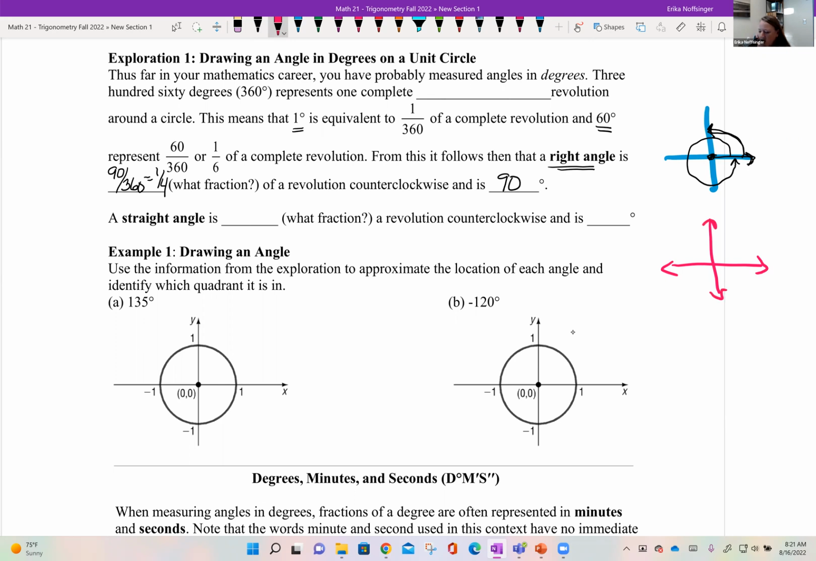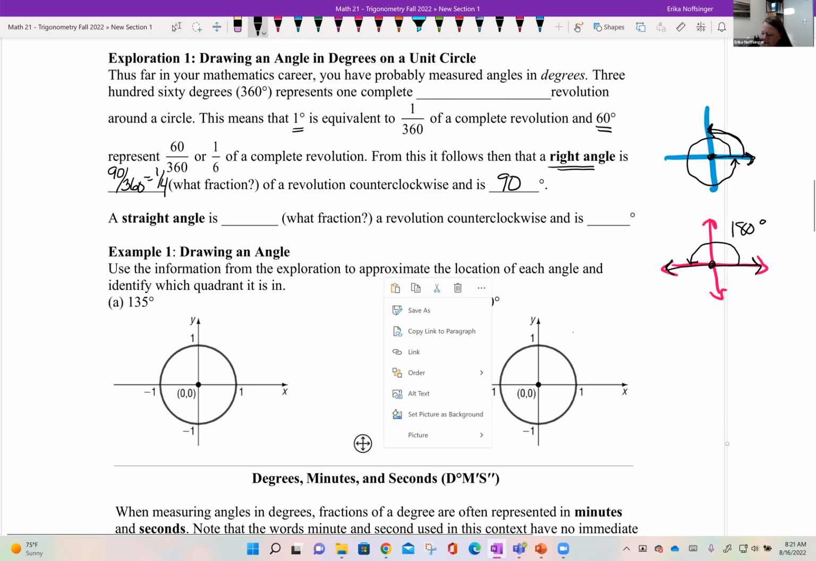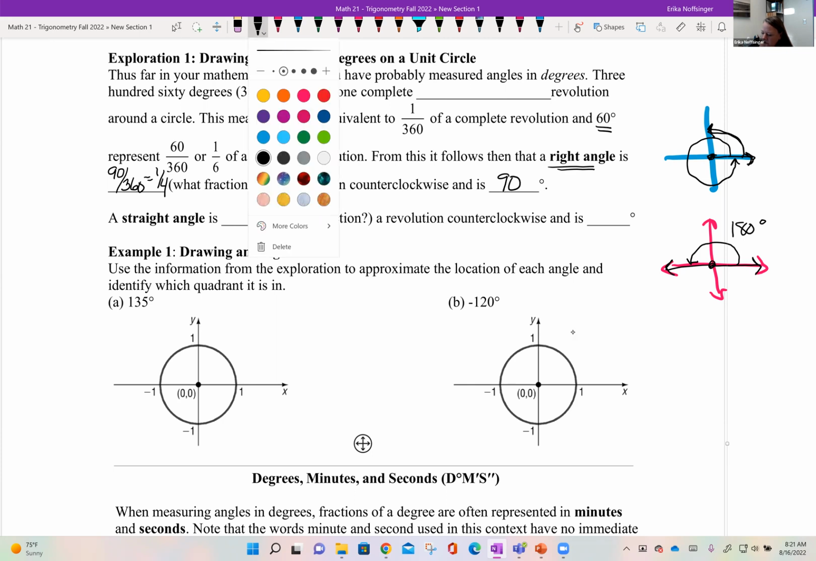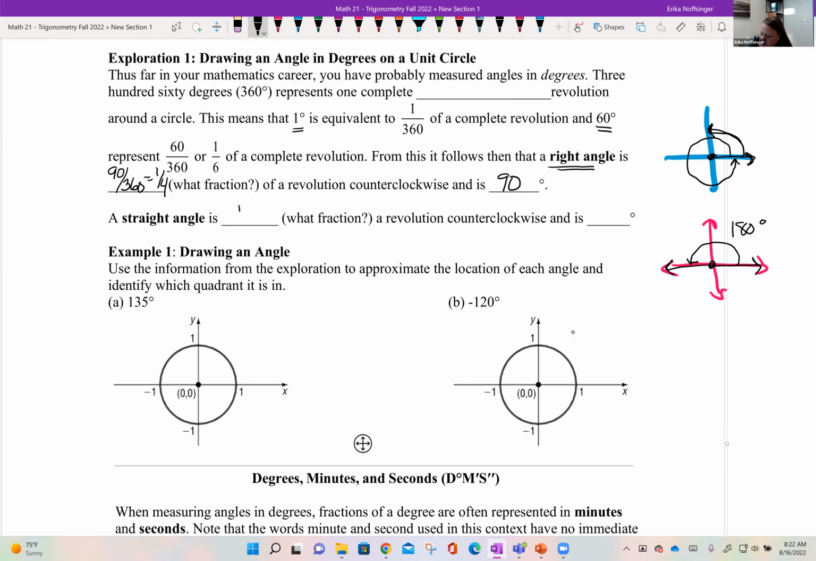So starting at our x-axis, if we go counterclockwise to make a straight angle with that terminal side, this is 180 degrees, and this is a half of a revolution counterclockwise. It's 180 degrees, which I just said.